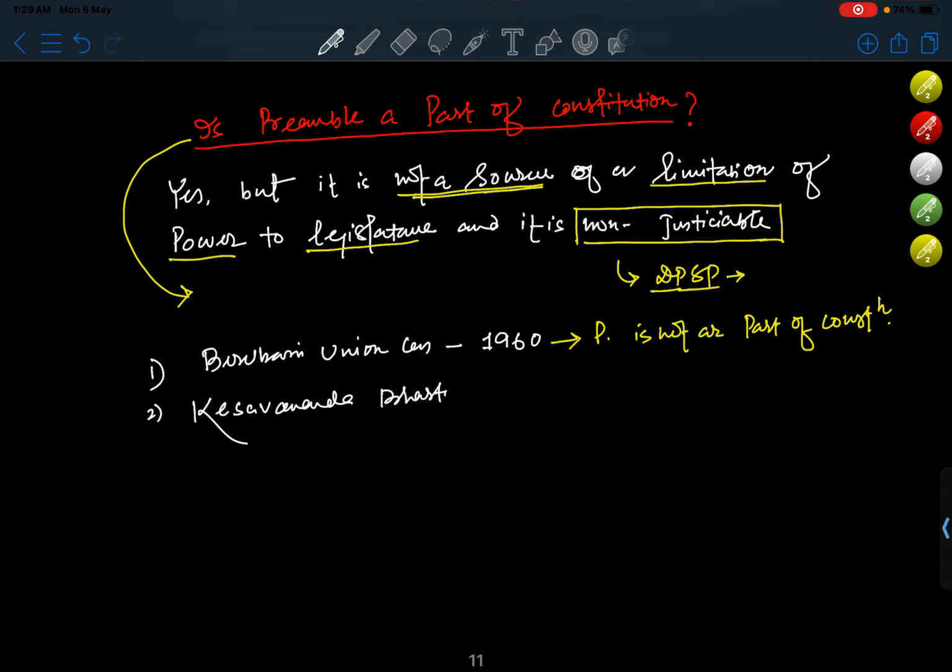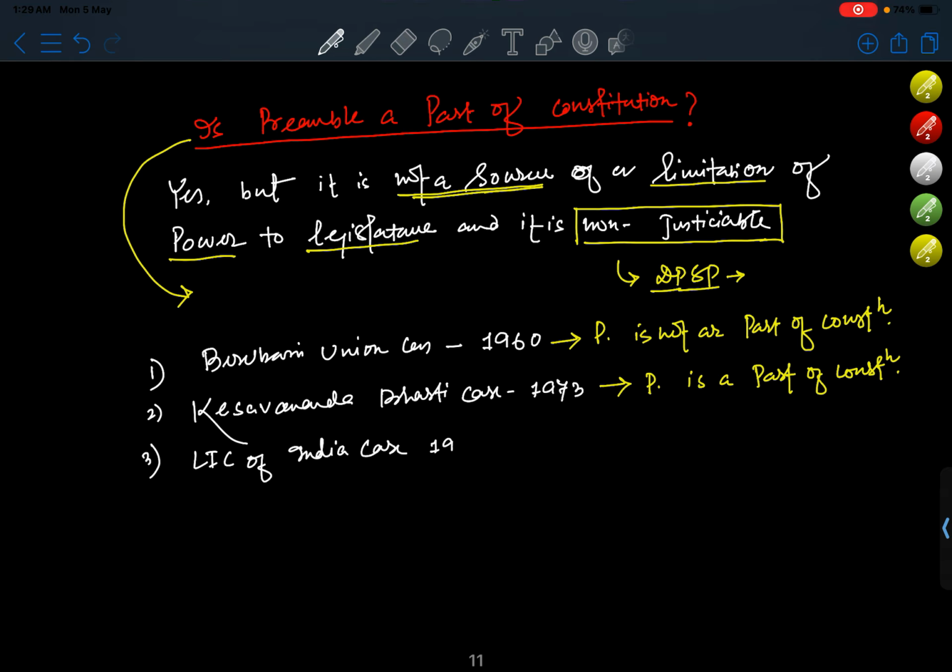Keshwanand Bharati case, 1973. In this case, the Supreme Court told that the preamble is a part of the Constitution. Next, the LIC of India case, 1995. In this case, the Supreme Court also upheld that it is a part of the Constitution. Okay.